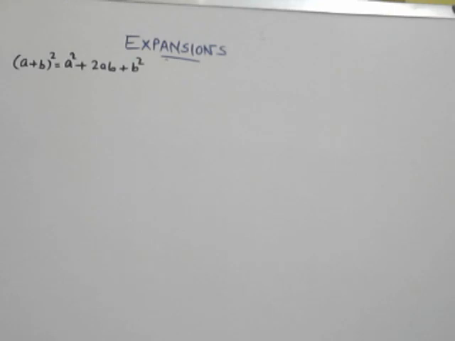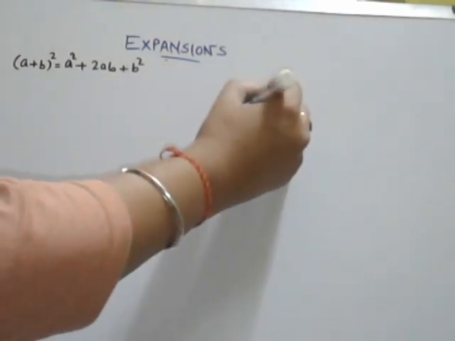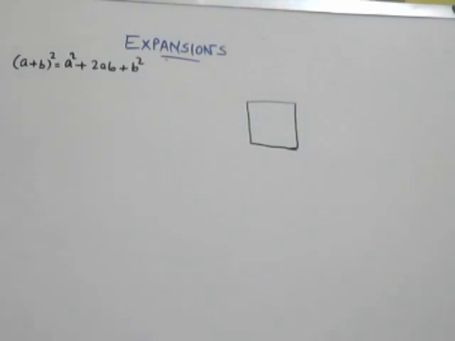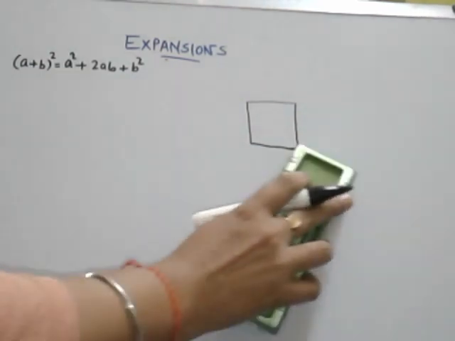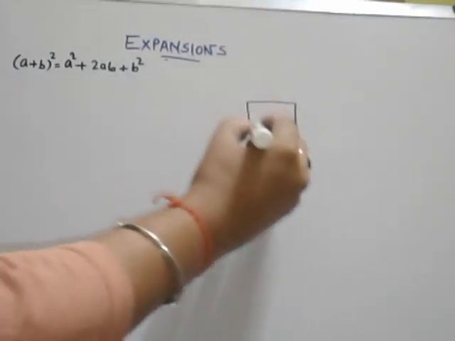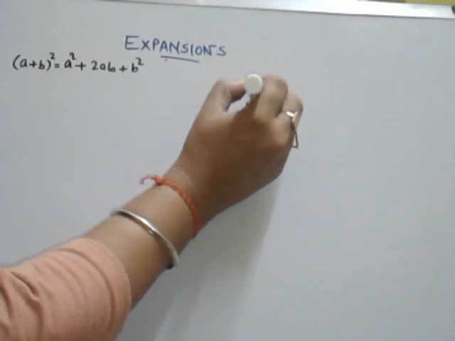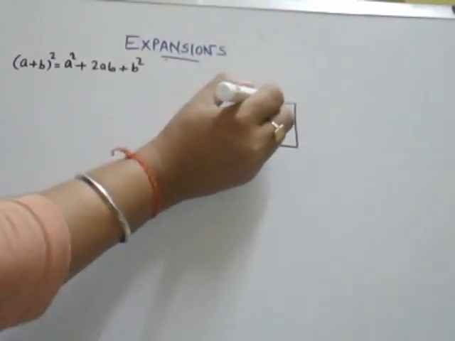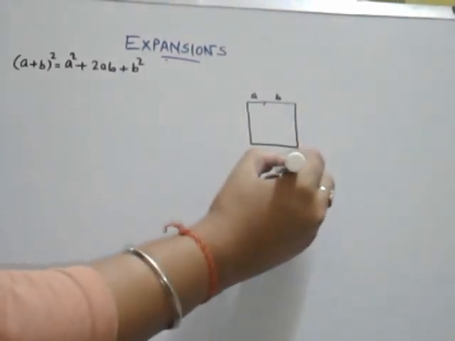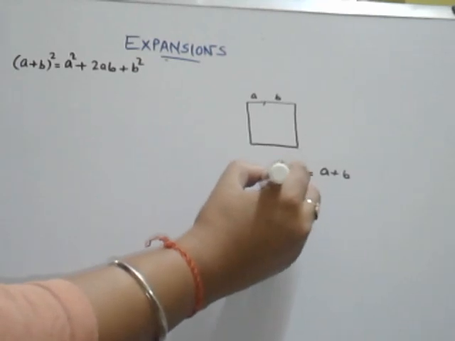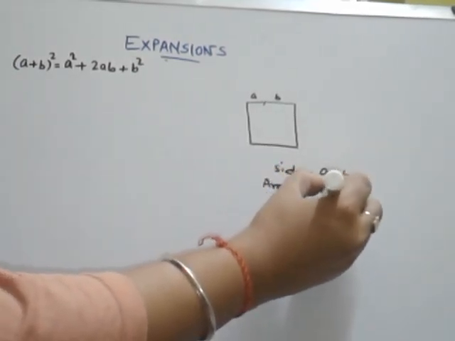Now we know, what is the area of the square? Area of the square is side square. Suppose this is a square, so its side is, this length is A and this length is B. So the side of this square is A plus B. So the area is (a + b)².